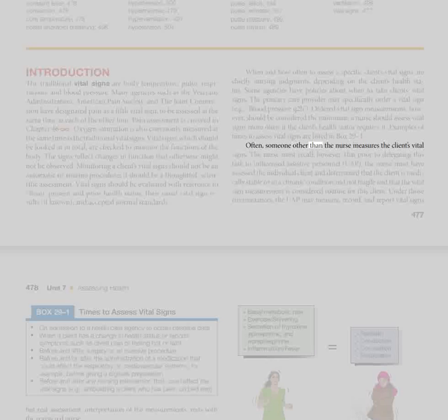Often, someone other than the nurse measures the client's vital signs. The nurse must recall, however, that prior to delegating this task to unlicensed assistive personnel, UAP, the nurse must have assessed the individual client and determined that the client is medically stable or in a chronic condition, and not fragile, and that the vital sign measurement is considered routine for this client. Under those circumstances, the UAP may measure, record, and report vital signs.